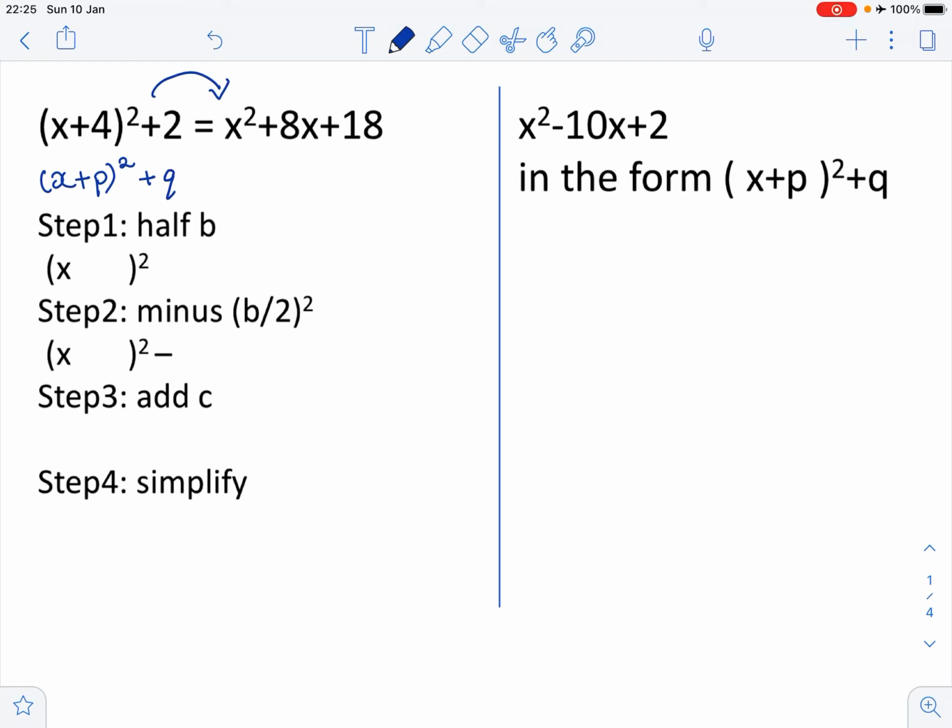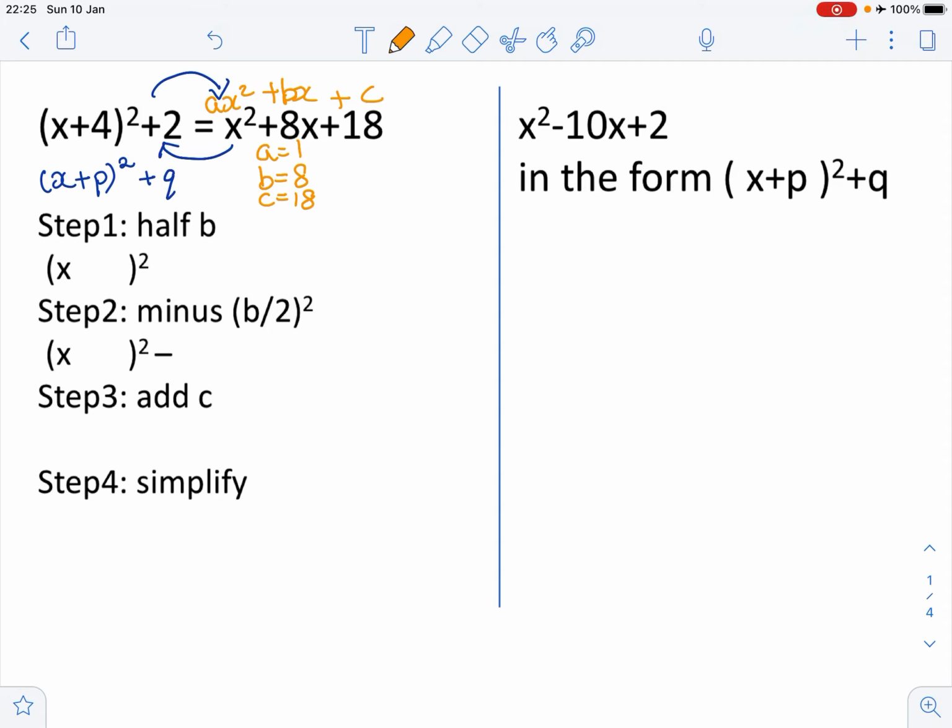So today we're going to look at how to put x squared plus 8x plus 18 back into (x plus p) squared plus q. As we realized from before, we always write our quadratic expression as ax squared plus bx plus c. So step 1, we're going to halve the value of our b. Let's write it out: a equals 1, b equals 8, and c equals 18.